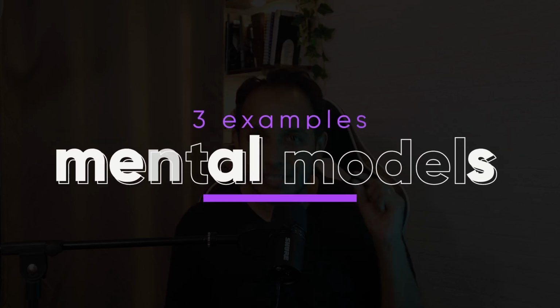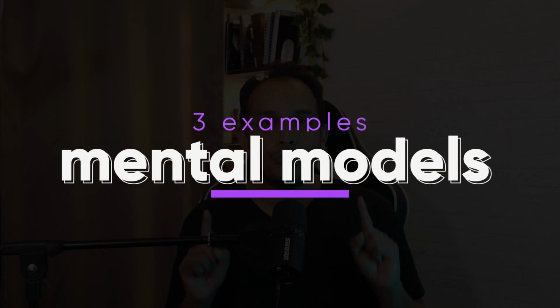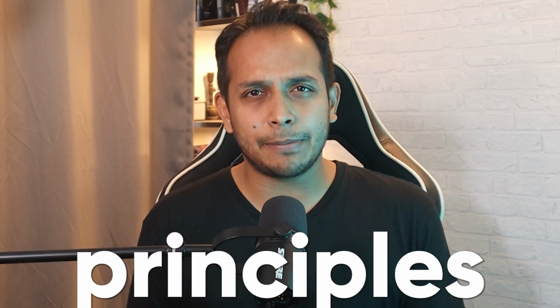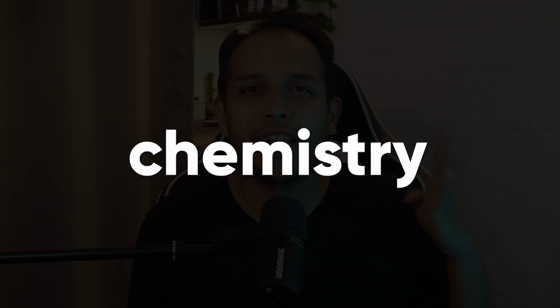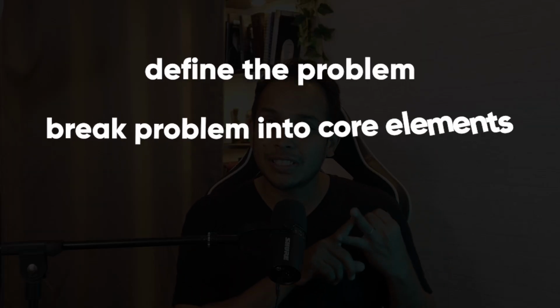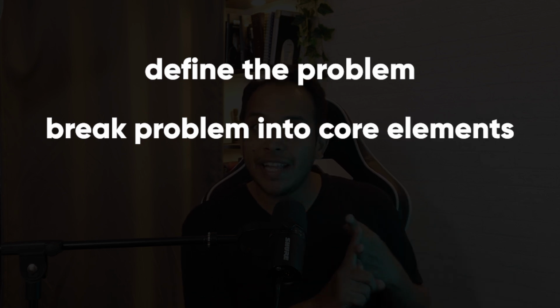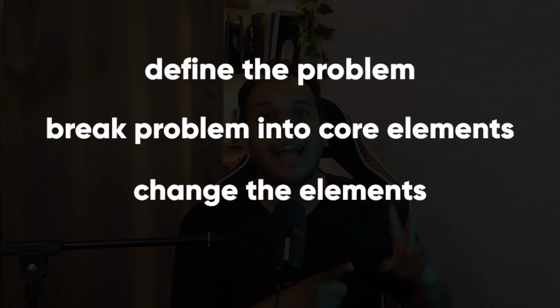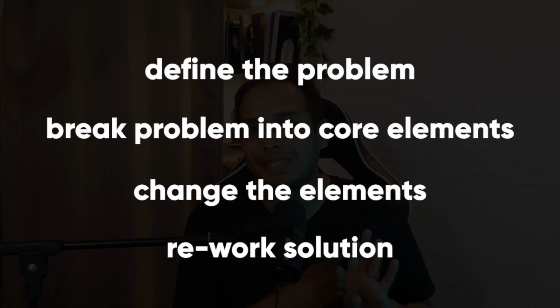So today I'm going to give you 3 examples of mental models that you can use to improve your thinking. Number 1, first principles thinking. Every problem that you face in life is based on certain core principles of physics, biology, chemistry, and mathematics. So the 4 steps in first principles thinking are: define the problem, break the problem down into its core elements, try to change the core elements themselves, and rework a solution from scratch.